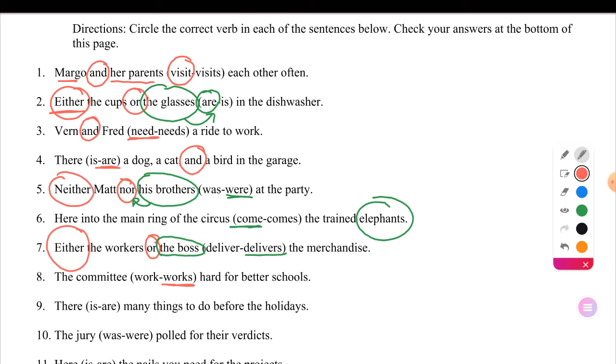Number 9: there is or are many things to do before the holidays. Plural, so are. Number 10: the jury were or was polled for their verdicts. I have "their," so I'm not talking about the jury, a collective noun, as a single unit. I'm talking about the jury as a group of people, the judges who are in this jury. So the verb is supposed to be were.